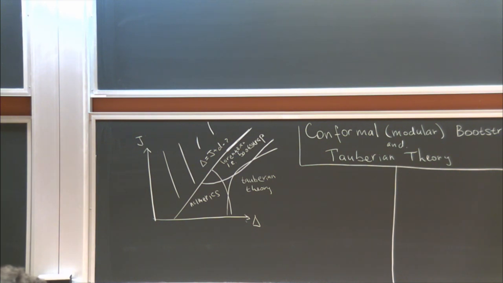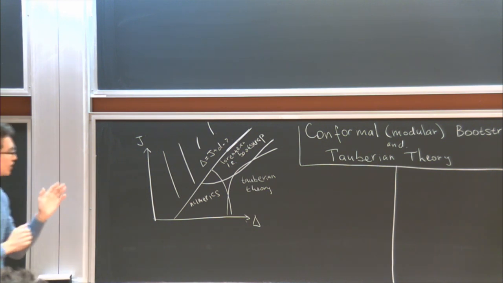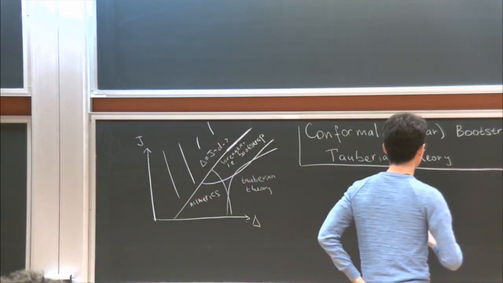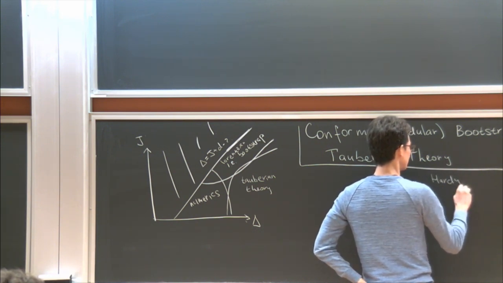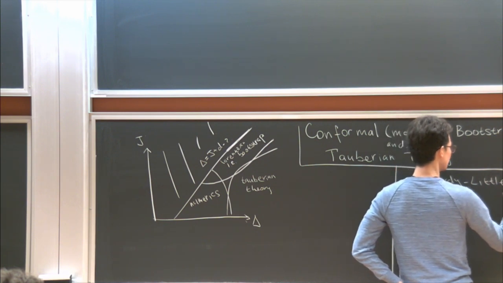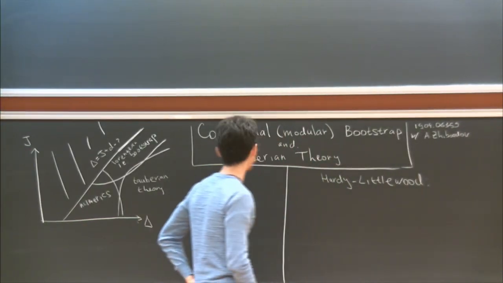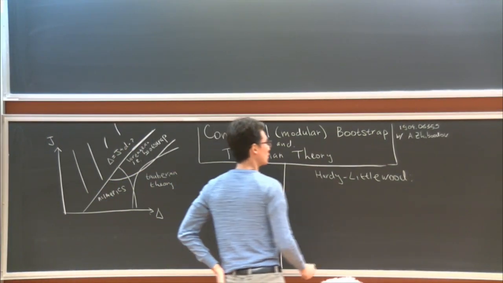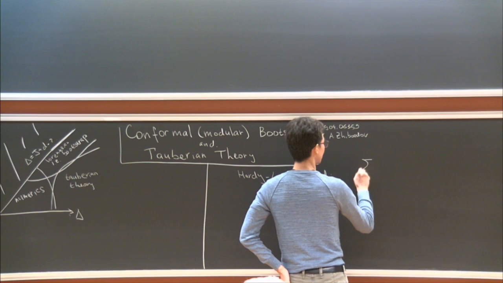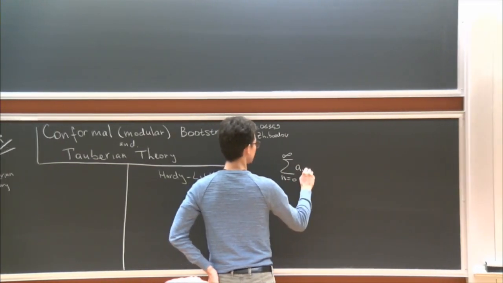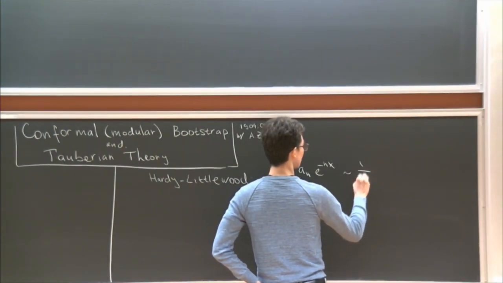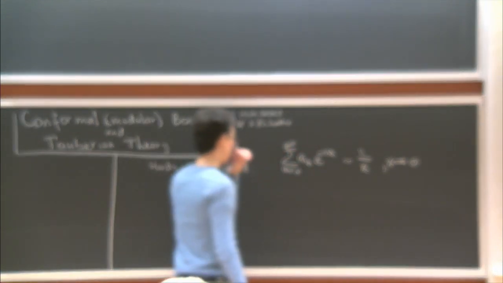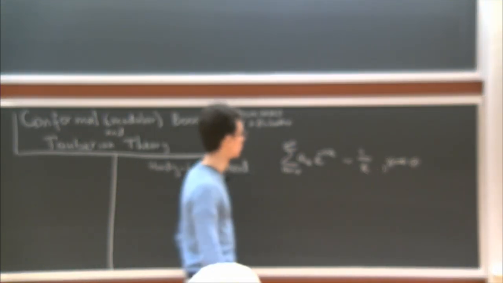And questions like that have been studied by mathematicians for over a century, and they often go by the name Tauberian theorems. Just to give you a flavor, a typical example of a theorem like that is this Hardy-Littlewood Tauberian theorem, which states the following. Suppose that we have a sum, a series expansion, in e to the minus n x. And suppose we know its asymptotic when x goes to 0.